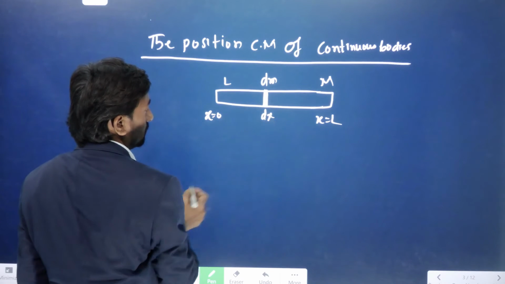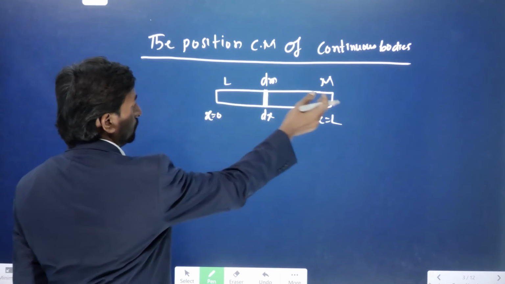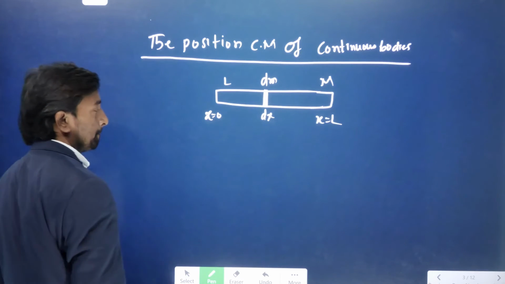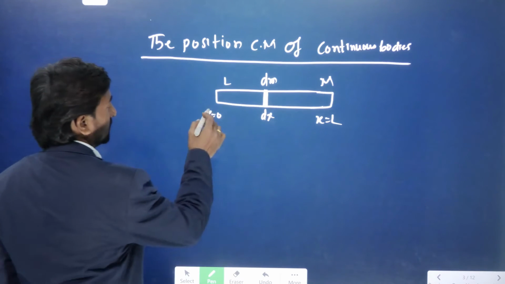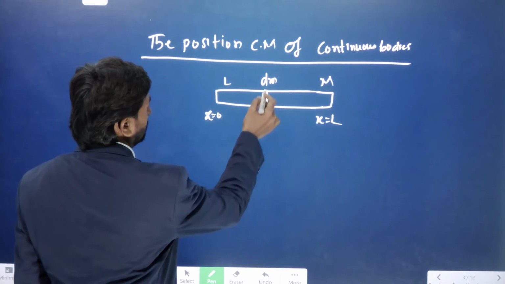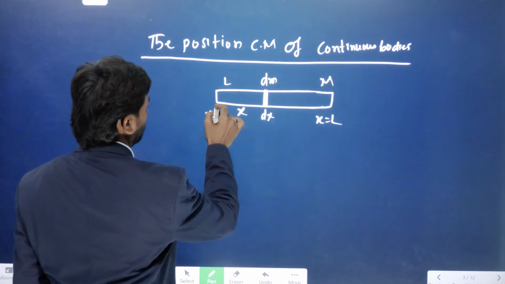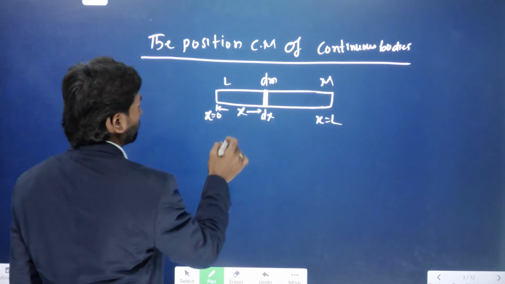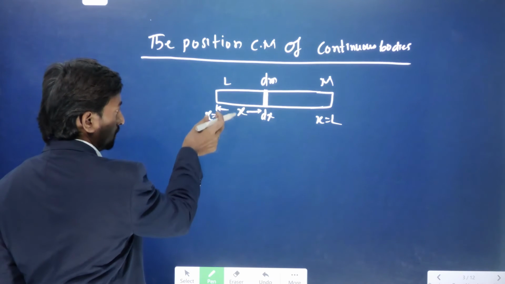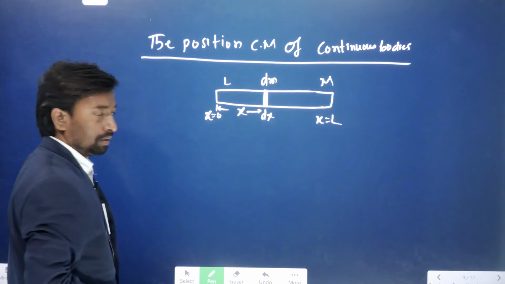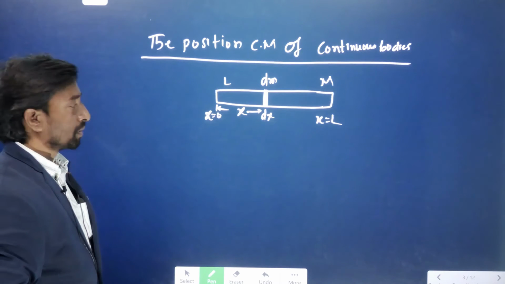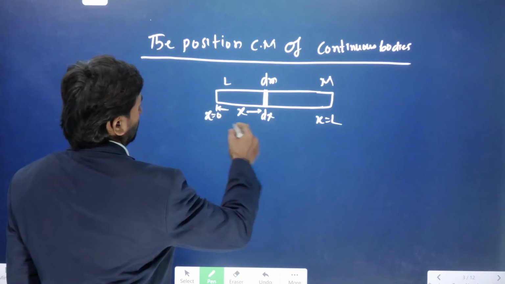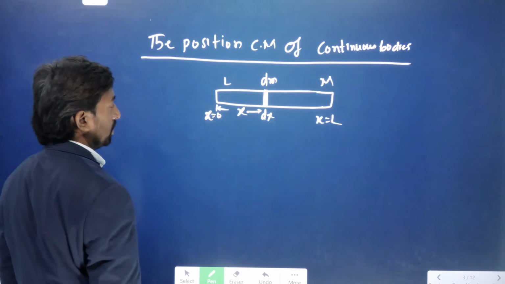Now if this dx part is moved from 0 to L, the whole length of the body, let us consider it is at a distance x from here. This x value will start from 0 to L, the whole length of the body. Now we have to write the center of mass of this system of body.